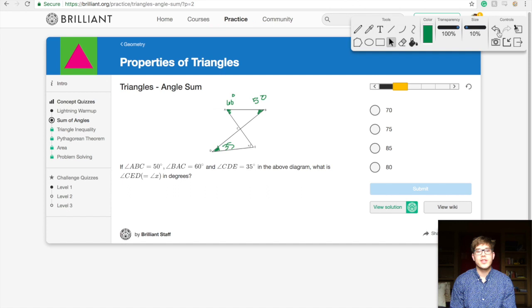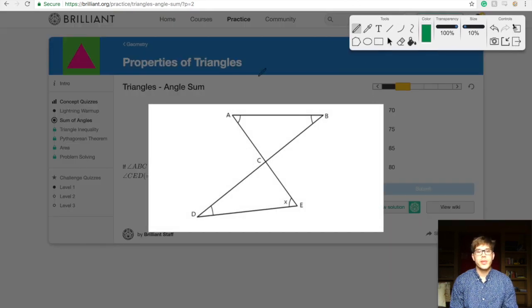Alright, so let's clear this board. Let's zoom in on this picture some. Again, we know that this angle is 60, and this angle is 50, and that this angle is 35. The sum of a triangle, so this angle here is what's missing. So we know that 60 plus 50 plus the missing angle needs to equal 180. 60 plus 50 is 110. Subtract that from 180, and we're left with 70. So this angle here must be 70.